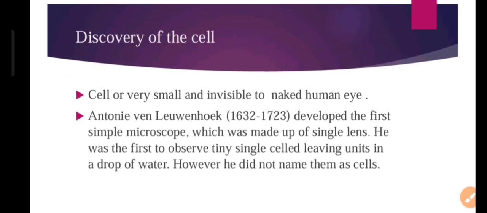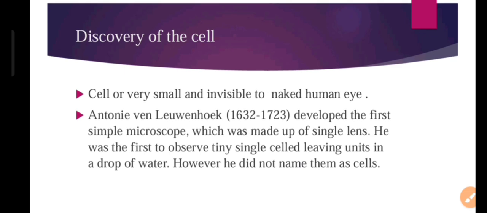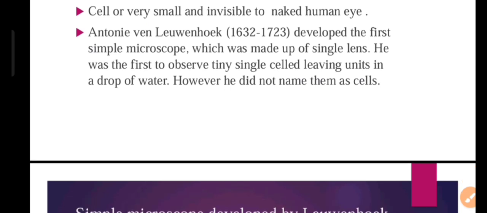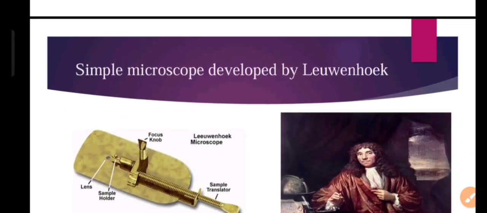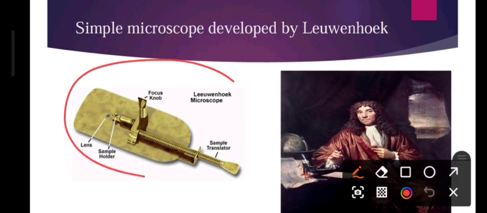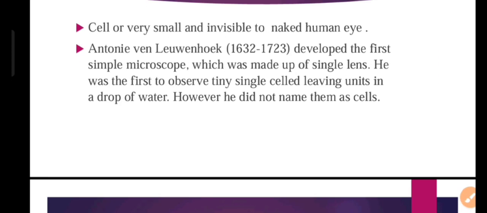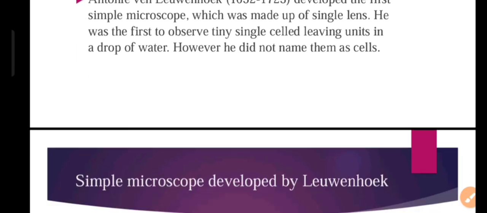Yes, coming to the discovery of the cell. Who discovered the cell? We can't see the cell with our naked eye because it is very tiny and very small. Anton van Leeuwenhoek was the first who developed the simple microscope. See, this is the simple microscope developed by Anton van Leeuwenhoek. Using this simple microscope, he observed a tiny single-celled living unit in a drop of water. However, he did not name it a cell. He only observed that living unit under this microscope.